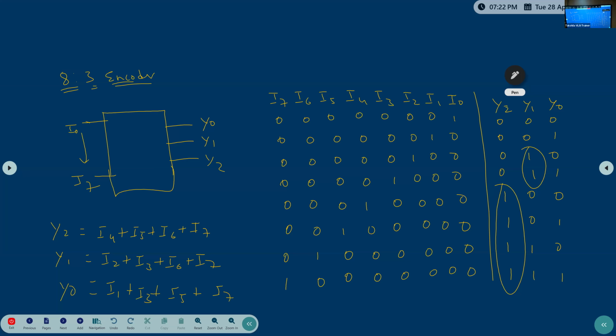Clear, right? Able to draw the circuit, right? So next go with decoder.